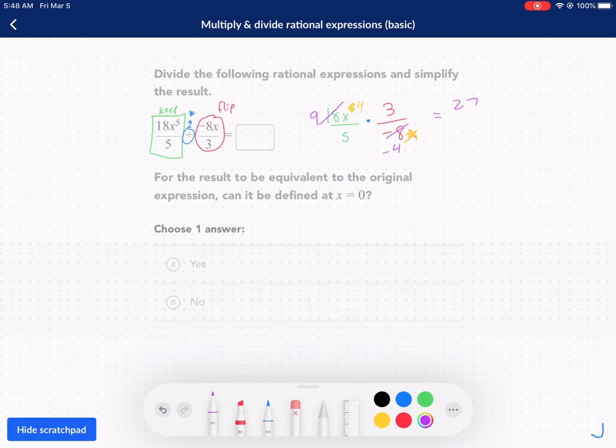I get 27x to the 4th. 9 times 3 is 27, x to the 4th over the 5 times negative 4 gives me negative 20, and then there's no x because that got canceled away. You can tell that these have no common factors. 27 and 20 have no common factors. It's reduced all the way.